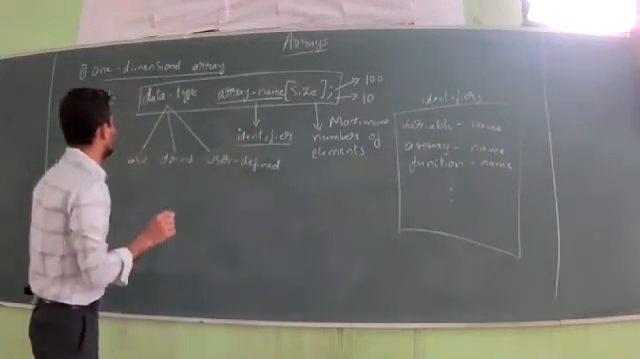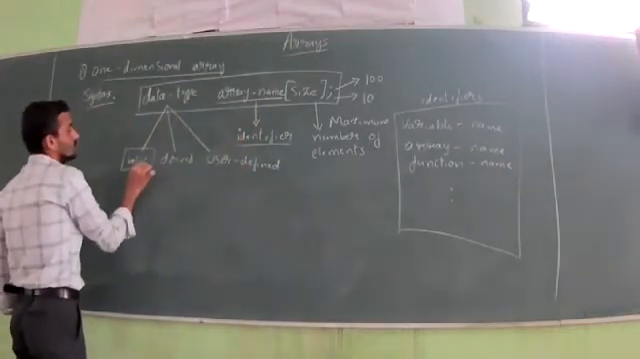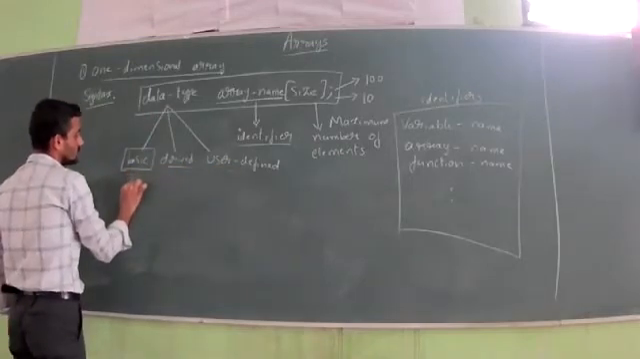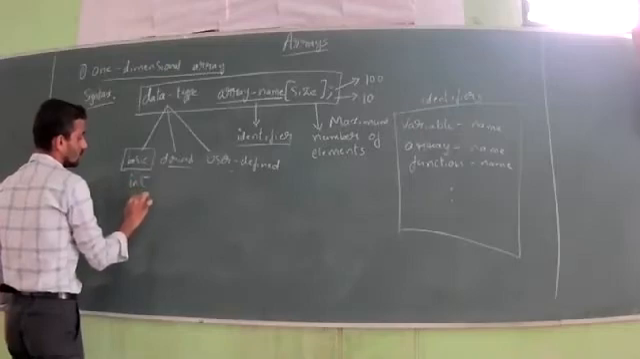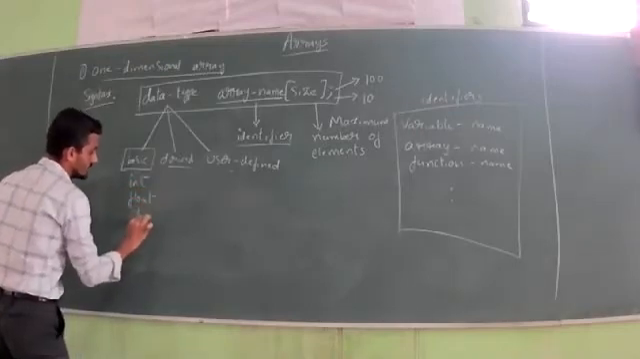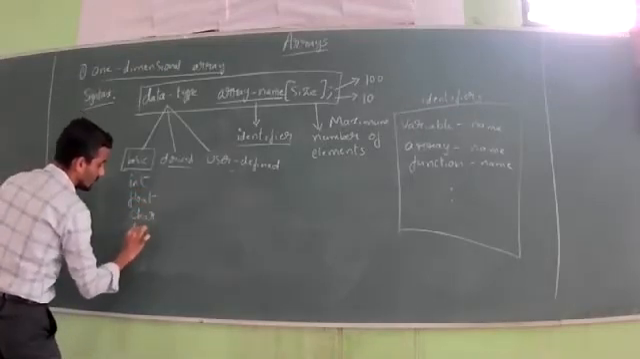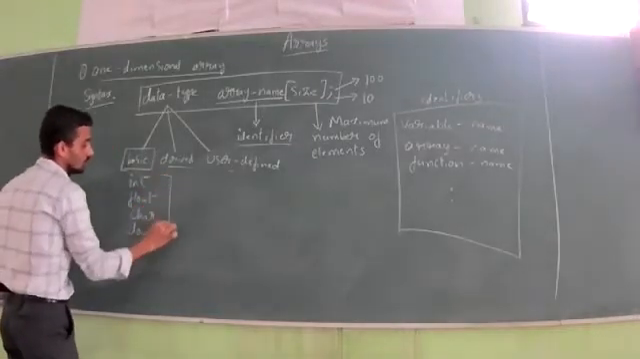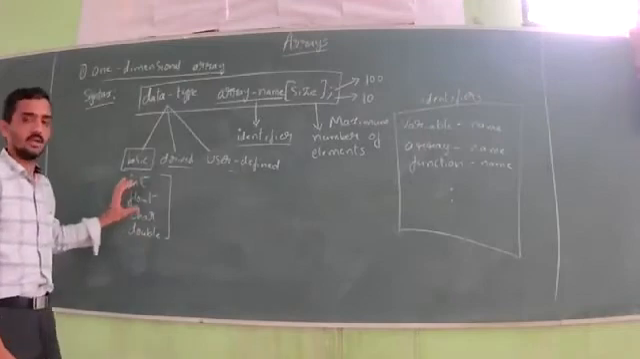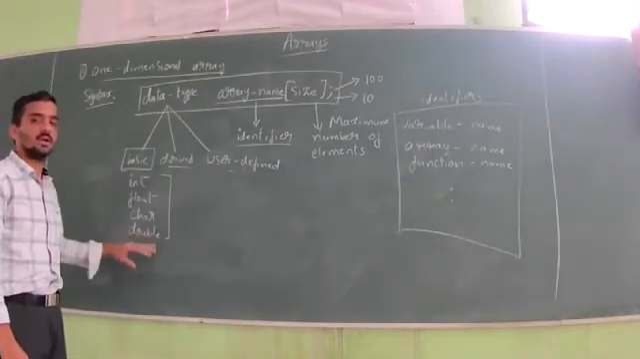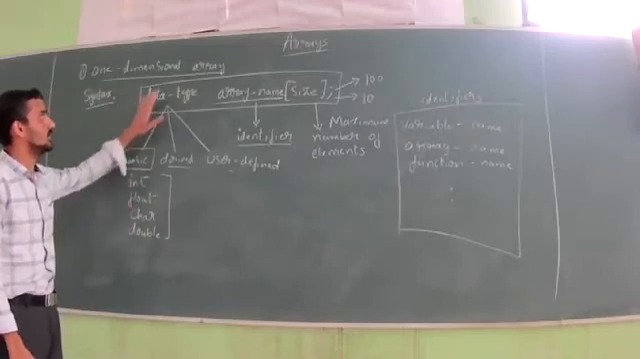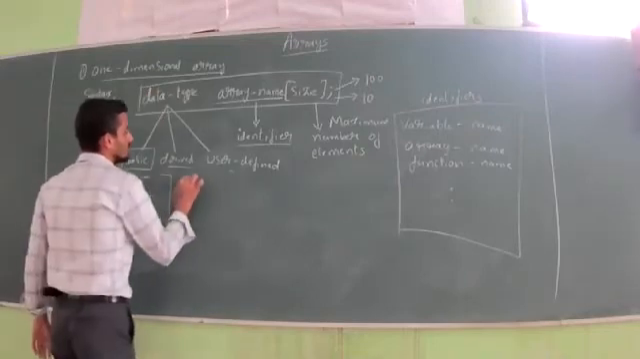Now if we consider the basic types, let us not worry about derived and user defined right now. We can use int, float, char, and double. So these 4 data types we can use. Don't worry about bool and void data types. Just remember these 4 basic types whenever you declare the array. Now we will consider the example.